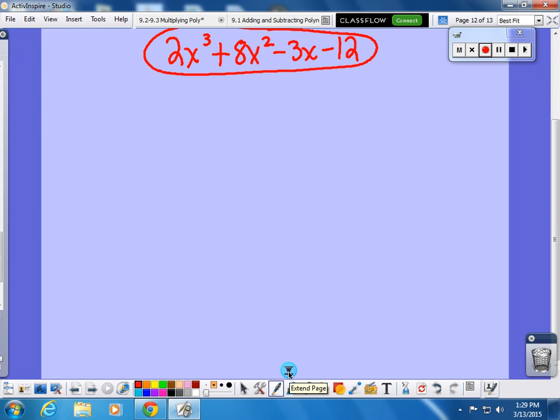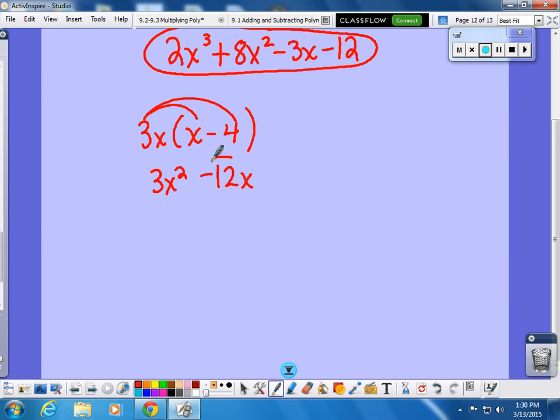Okay, so to review from yesterday. Practice that. Am I going to use the FOIL method? That's a trick question. Why not? It's not 2. That's a monomial, isn't it? It's not a binomial. Okay, so then what property am I using? The distributive property. What is 3x times x? 3x squared. What is 3x times negative 4? Negative 12x. Is this in descending order, standard form? Yes.